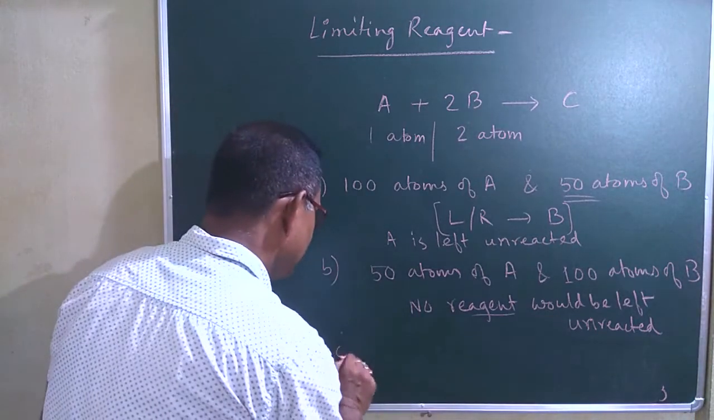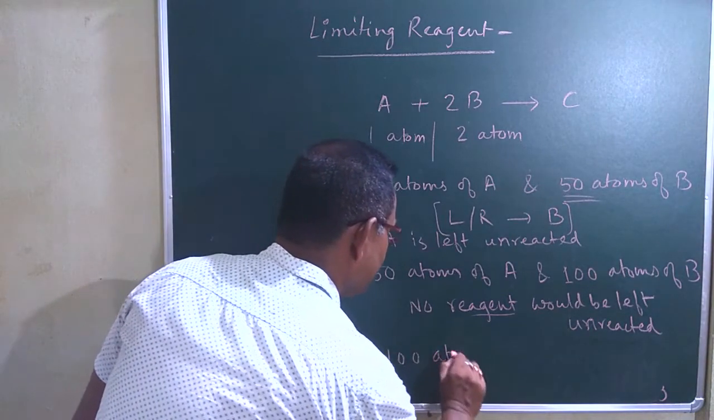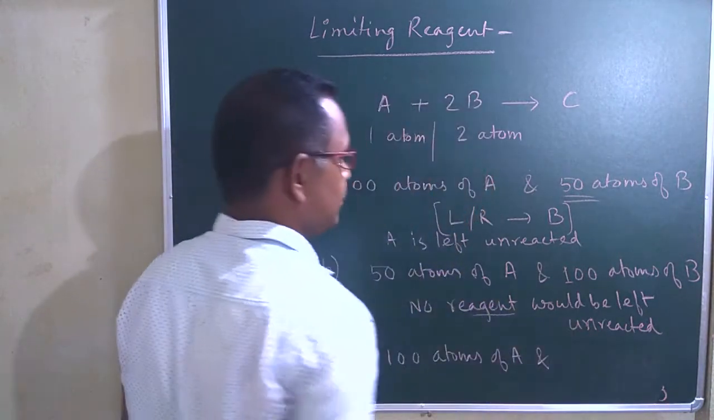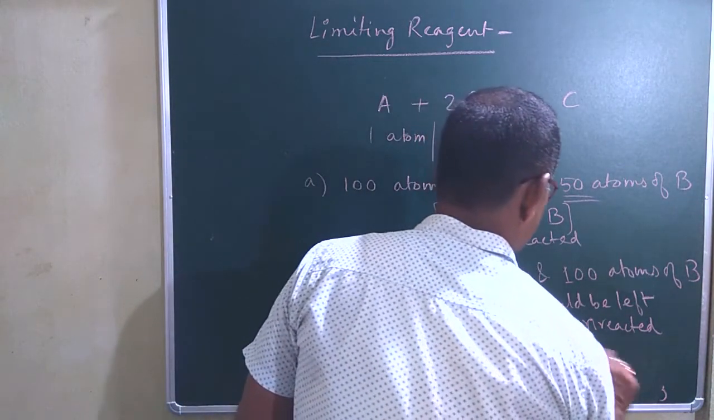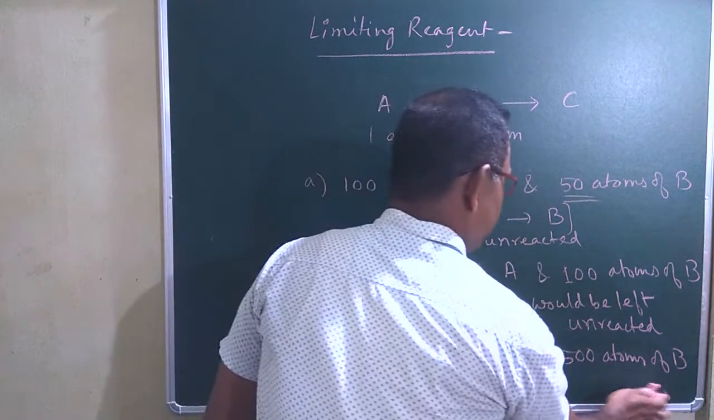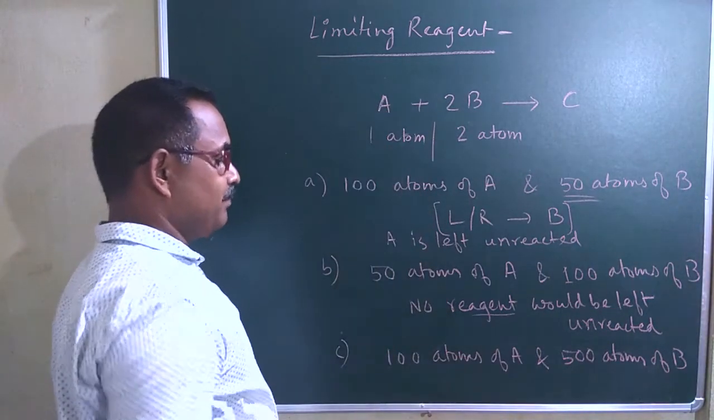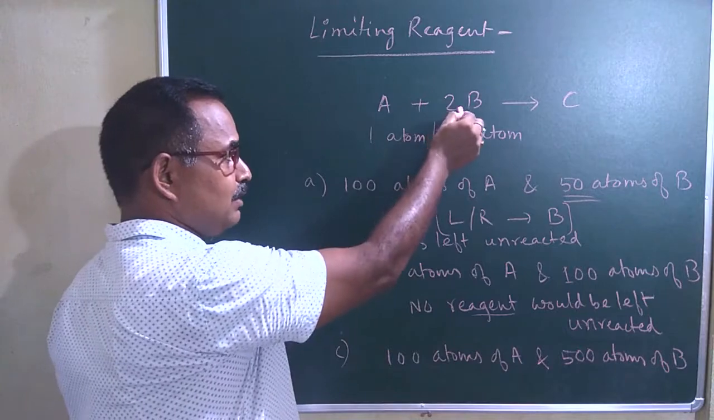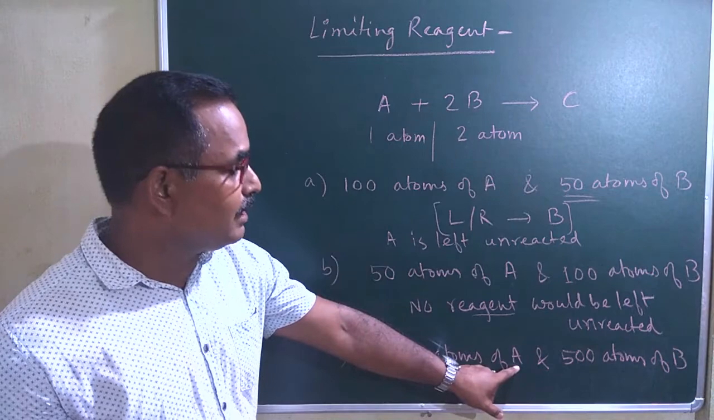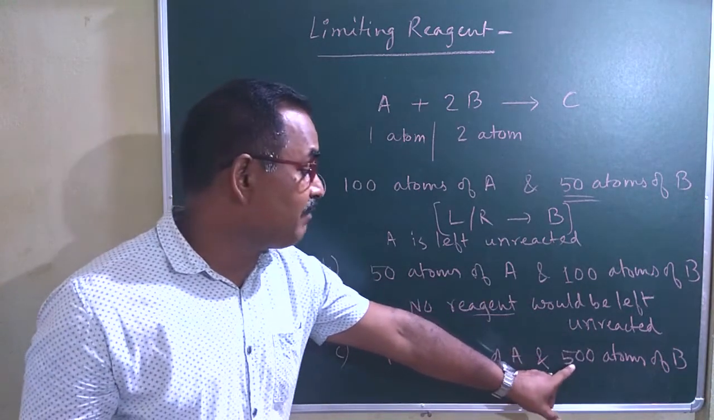Come to situation C. 100 atoms of A and say 500 atoms of B. Situation 3. Again go to the equation. 1 atom of A needs 2 atoms of B. So 100 atoms of A will need 200 atoms of B. But there are 500 atoms.